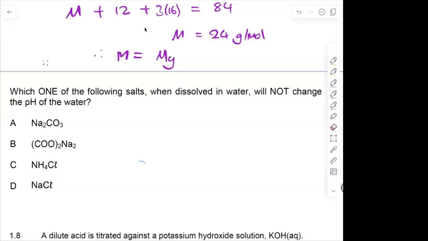So is it sodium carbonate? Is it CH3COONa? Is it ammonium chloride? Is it sodium chloride? Which one of the following salts, when dissolved in water, will not change the pH of water?